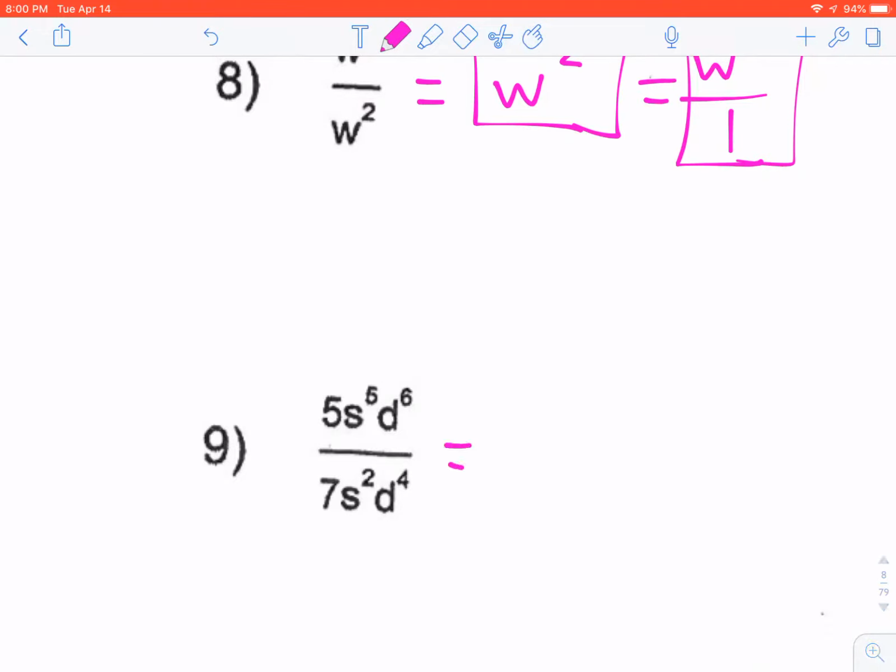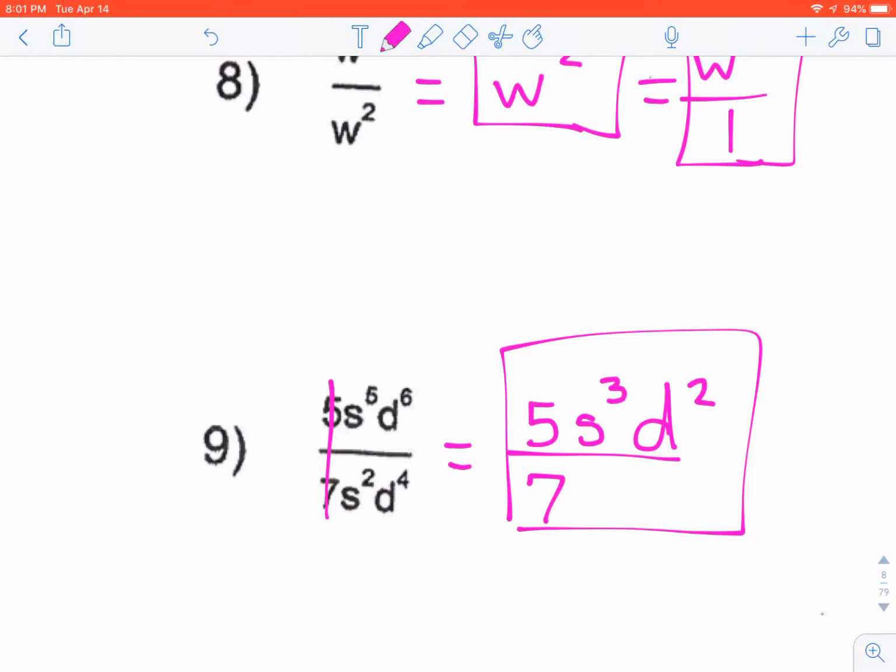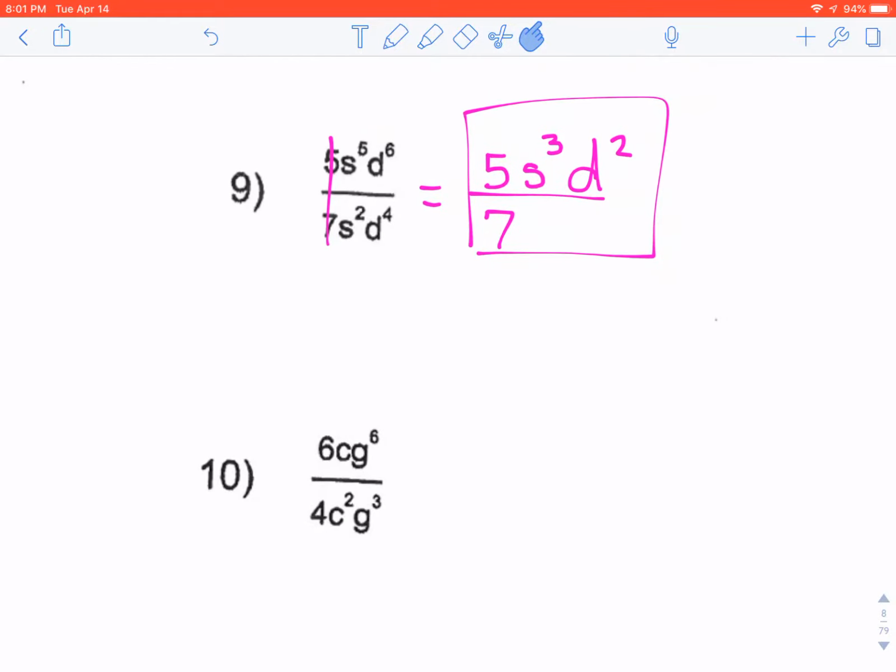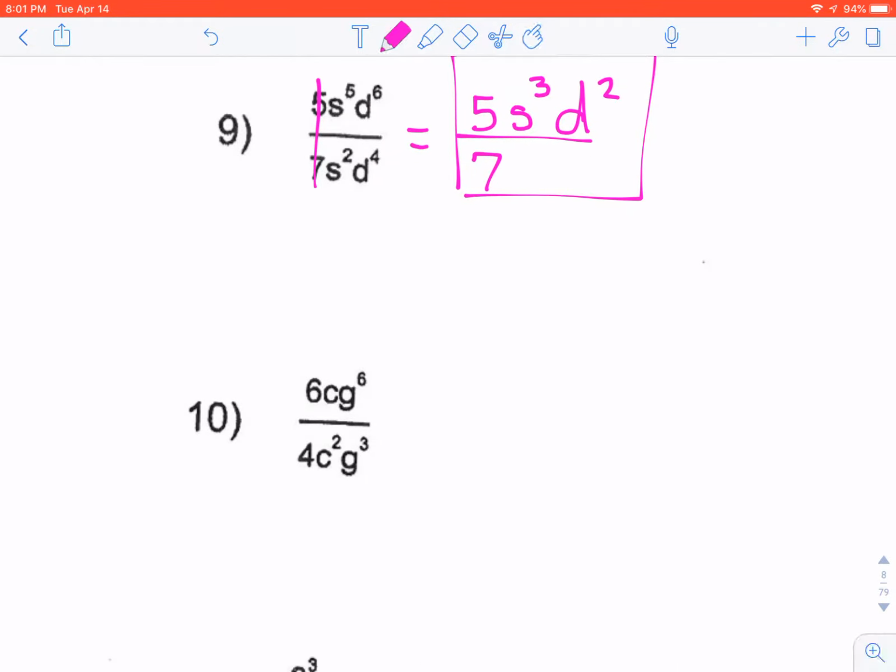Number 9, 5 divided by 7, math, enter, enter, cannot be reduced any further, so it stays as 5 over 7. The s becomes s to the third. Okay, it stays on top because the bigger exponent's there. The d becomes d to the second, stays on top, because again, that's where the bigger exponent is.